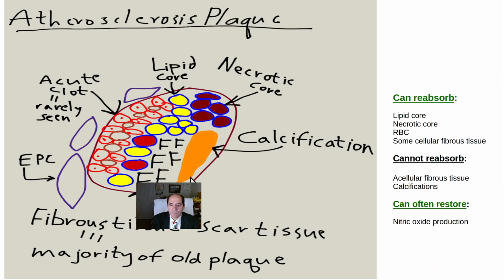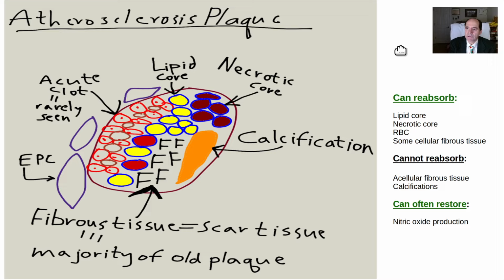Now we talked about this before. Caldwell Esselstyn has the best work on this: you can partially reverse atherosclerosis. You can reabsorb the necrotic core, the lipid core, the acute clot component, and part of the hypercellular, cellular fibrotic tissue, not the acellular fibrotic tissue. Some people say that with time, years, you can reverse calcification. I've never seen it, so maybe you can, really slowly, but in the acute setting, that's not too relevant.